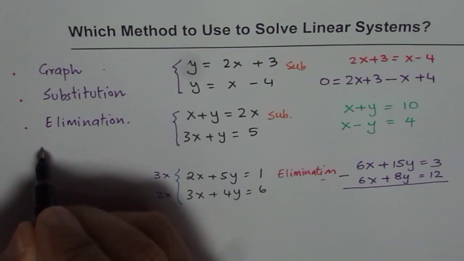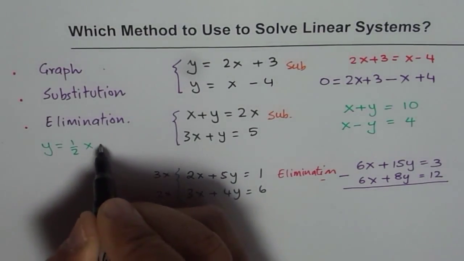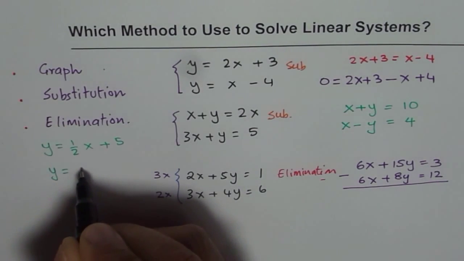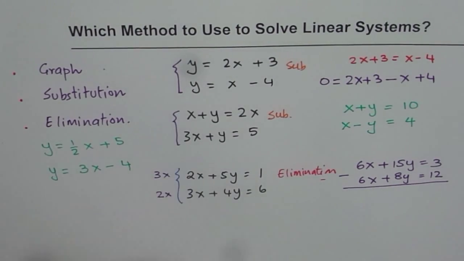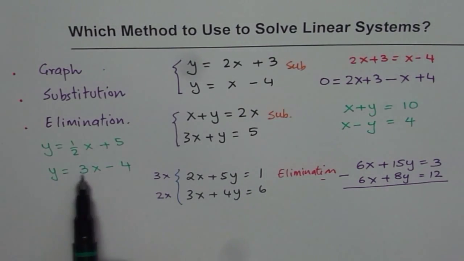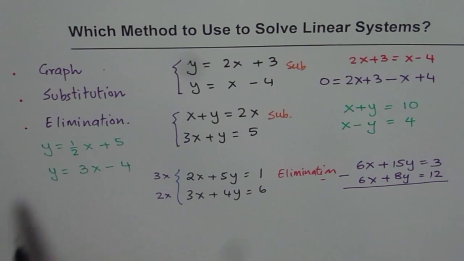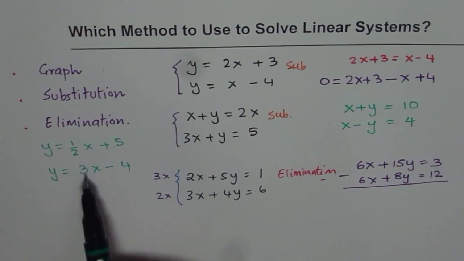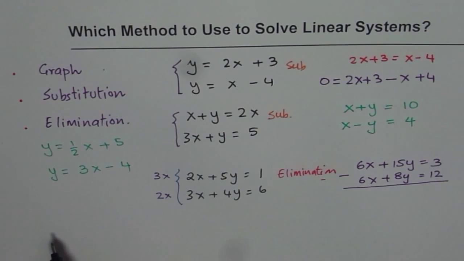Let me give you one more example here. I have y equals half x plus 5, for example, and let us say another equation is y equals 3x minus 4. Now in this, I have already isolated y, right? So I could substitute and get the answer. Correct? So we could adopt the substitution method. We should be adopting it here, but again, there are fractions in this, so elimination may work better in such cases, right? So there are times when substitution may look easier, but the elimination method can help you come to the answer faster.